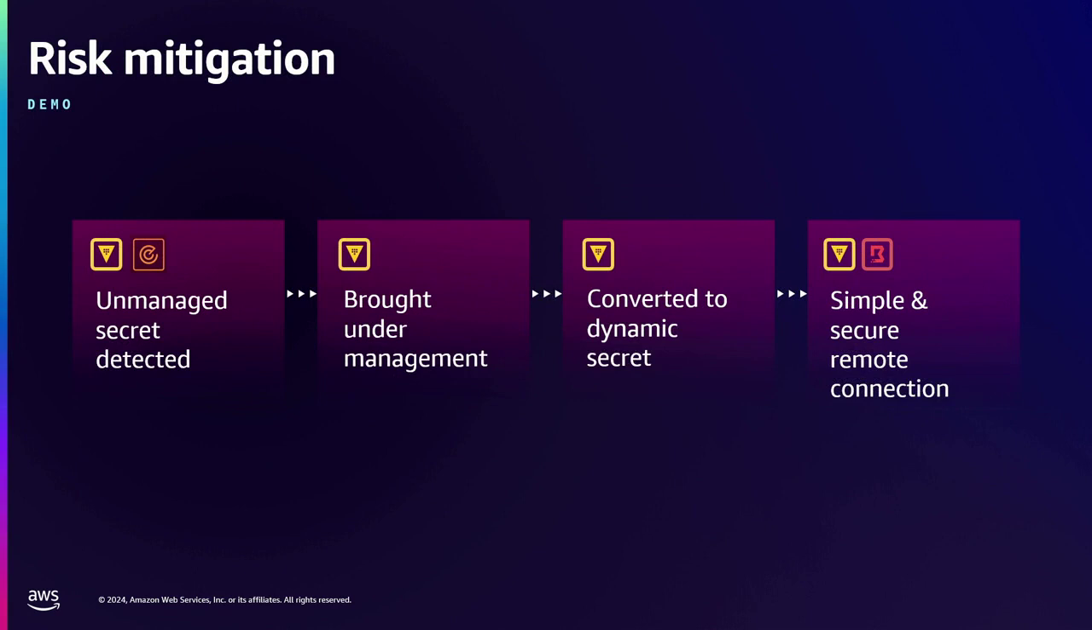So let's get into the demo. In this demo, we're going to start with a situation where an organization has unmanaged secrets. So they have secrets in Confluence or code repos or being shared over messaging systems. We're going to go out, we're going to find those secrets, we're going to bring them under management, and then we're going to convert them to a dynamic secret. So we're going to convert them from a long-term credential to something that's short-lived. And then I'm going to introduce Boundary. So we're going to bring those two products together for simple and secure remote connection.